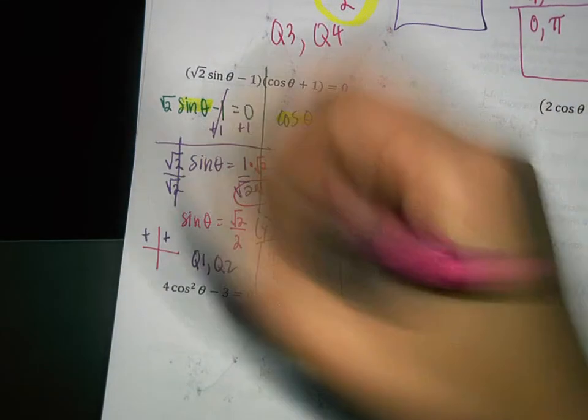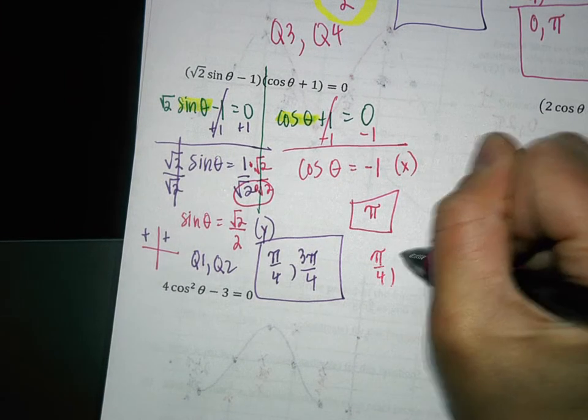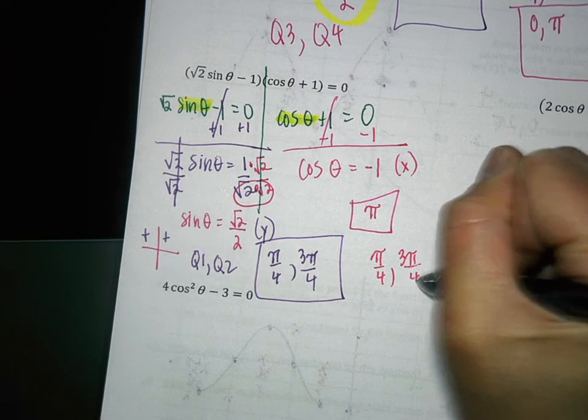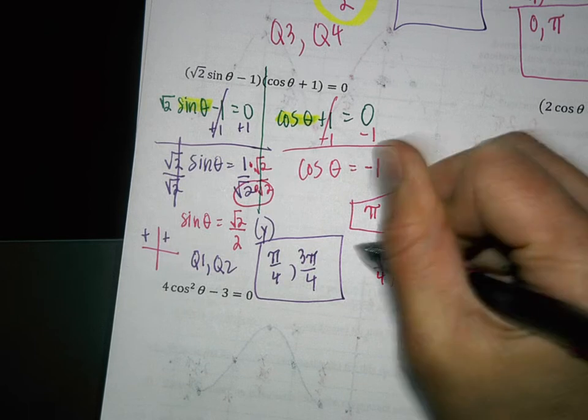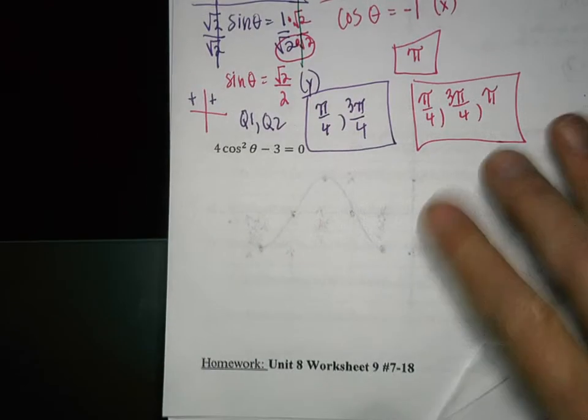So for this problem, it's all three of them: pi over 4, 3 pi over 4, and pi. And those would be our answers. Okay, let's go ahead and look at this problem down here.